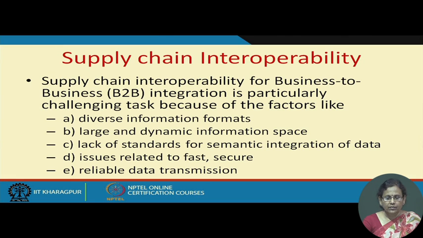I have already told you what the meaning of semantic is, and what the meaning of resolving the semantic issues during data exchange is. Now, if there were a common standard, then this exchange would have been easier, but there is a lack of standards for this semantic integration. Then when the data goes from one system to the other, proper security has to be maintained. So, resolving this security aspect is another problem. Then reliable data transmission through the internet is the last issue which has to be resolved to carry out supply chain interoperability. Thank you very much. We will be continuing with the same topic in the next lecture.